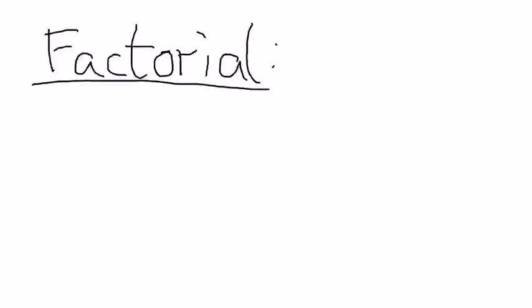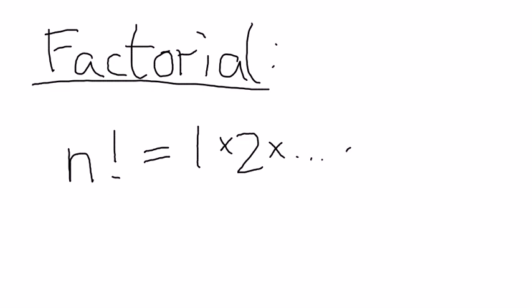Factorial means that for any number n, we add an exclamation mark after it. Normally in mathematics, whenever you see this notation, it means you're doing multiplication starting from 1 times 2 up to n. So there should be n factors you multiply, starting from 1 up to the integer n.